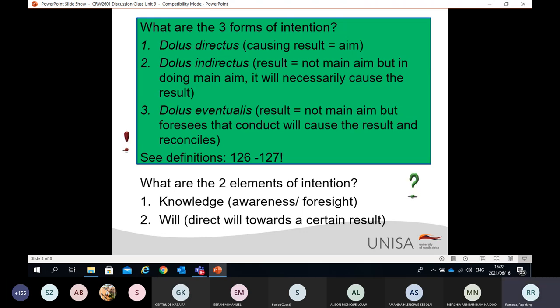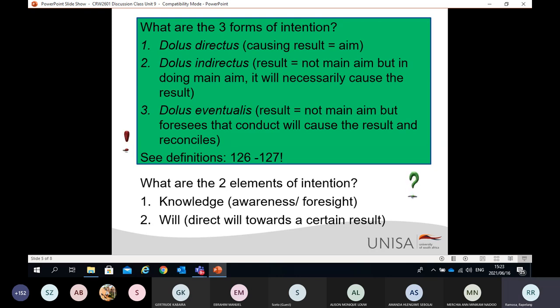With indirect intention, a person acts with indirect intention, or dolus indirectus, if the causing of the forbidden result is not his main aim or goal, but he realizes that in achieving his main aim, his conduct will necessarily cause the result in question. Now, to help you understand the distinction, you must focus on the word necessarily or will probably. This means that in order for X to achieve their main aim or goal, the other result that was not his main aim or goal has to necessarily occur.